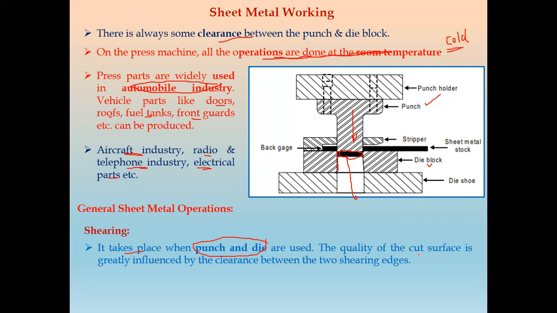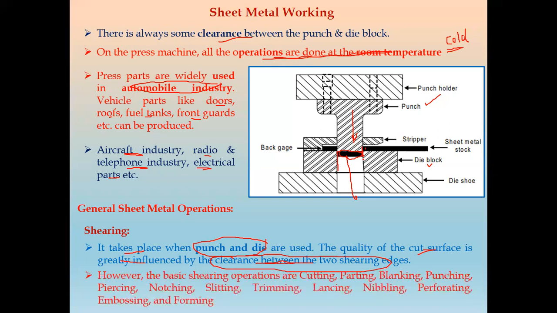The quality of the cut surface is greatly influenced by the clearance between the two shearing edges. So the surface quality of the cut, or the accuracy of the cut, is based on the clearance between the two shearing edges. For example, here this is the metal sheet and this is the cut material. So this edge is one of the shearing edges.